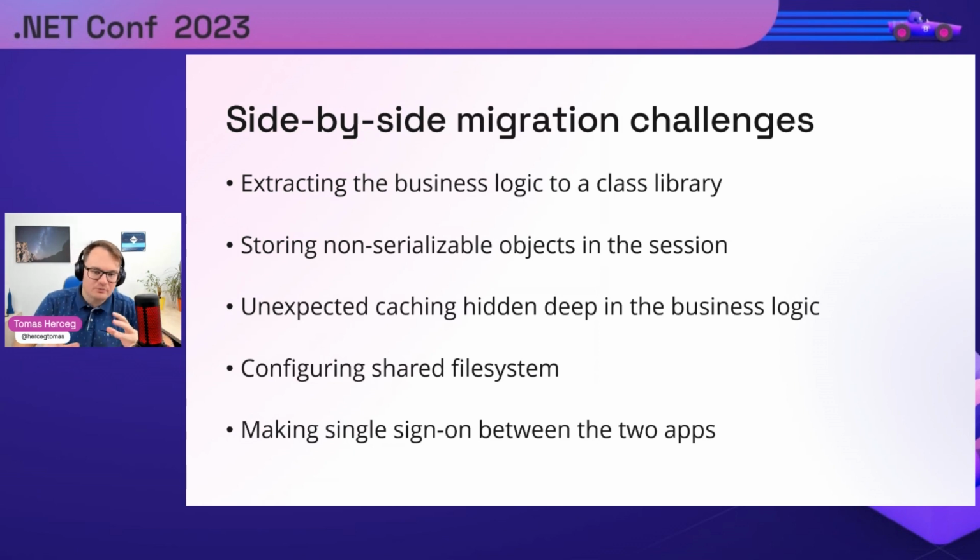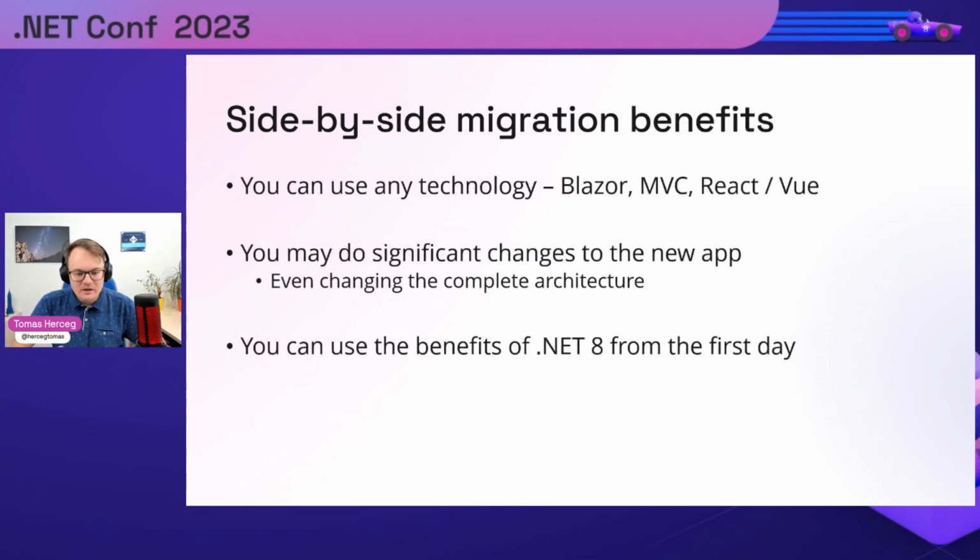So the initial setup for this side-by-side migration is quite complicated, or can be quite complicated. On the other hand, once you do that, then the migration will go relatively smooth. There are also a lot of benefits. You can use any technology. You have much more freedom because you can use Blazor, React, whatever you like. You can even do some significant changes, like changing the architecture. If you like clean architecture or domain-driven design, you can do refactoring on the way. The new application can look significantly different to the old application.